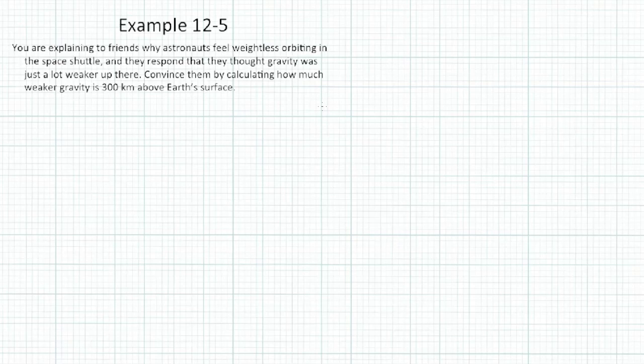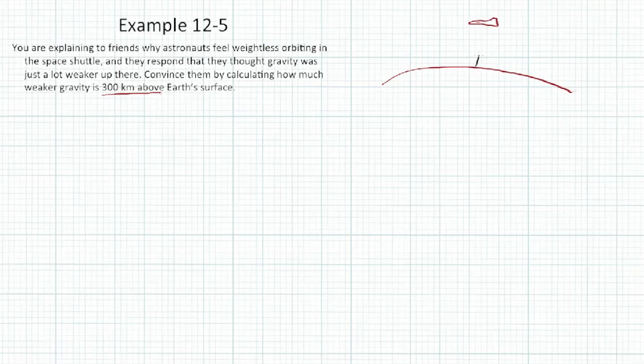So that's at least the point here, but we're going to prove it to them by calculating how much the gravity actually is at 300 kilometers above the Earth's surface. Okay, so we're 300 kilometers above the Earth's surface. Let's just say here's the Earth, and here's our space shuttle, orbiting above the Earth. Usually it orbits upside down, but whatever.